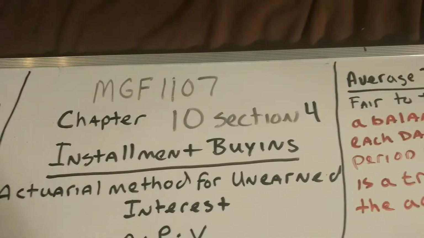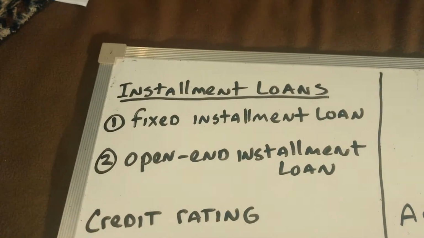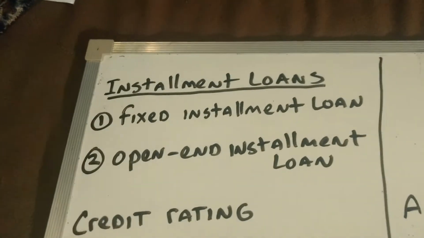1107, Chapter 10, Section 4. This deals with installment buying, which basically deals with installment loans.